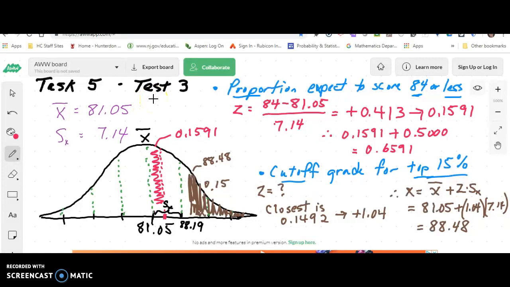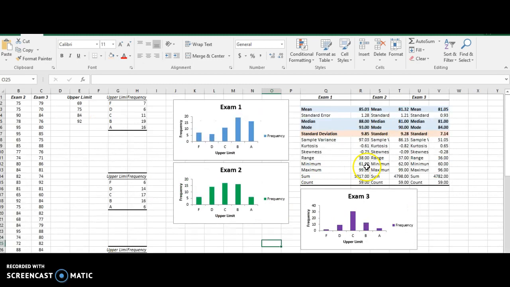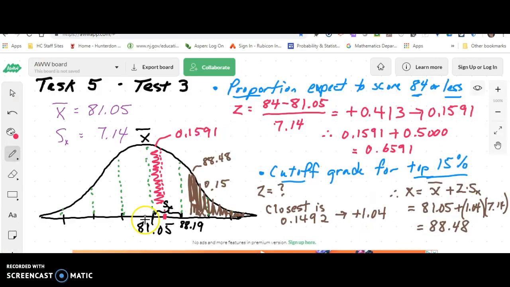One of them, for example, said, determine the proportion of the population you would expect to score 84 or less. We needed to define the proportion of the population that we expected to perform 84 or less. The first thing we need to do is to get the mean and the standard deviation that we calculated previously for Test 3. Test 3 had a mean of 81.05, again, I'm taking it from here, and a standard deviation of 7.14. So we're going to use those as our foundational elements for this.